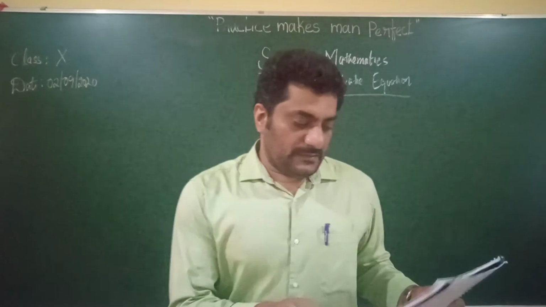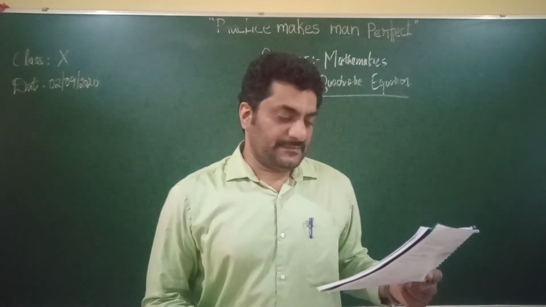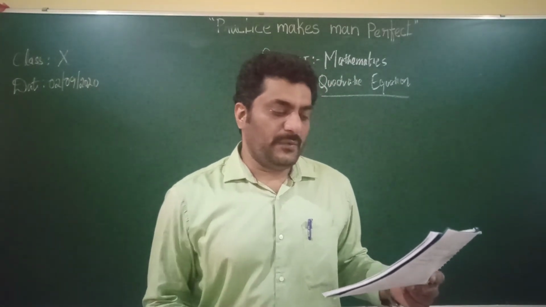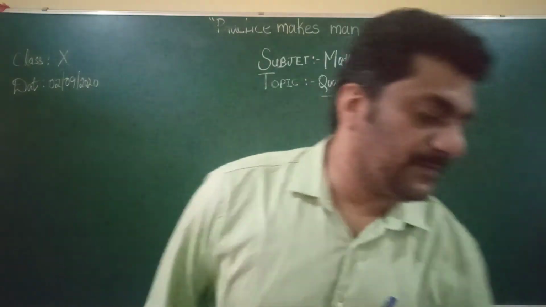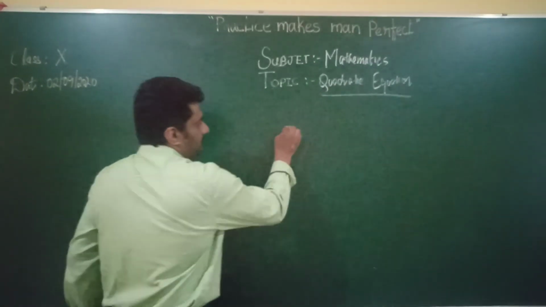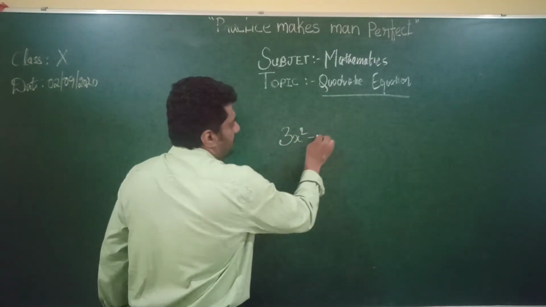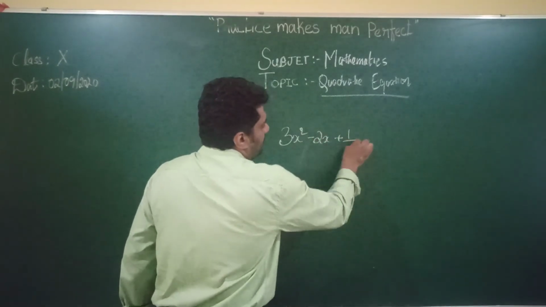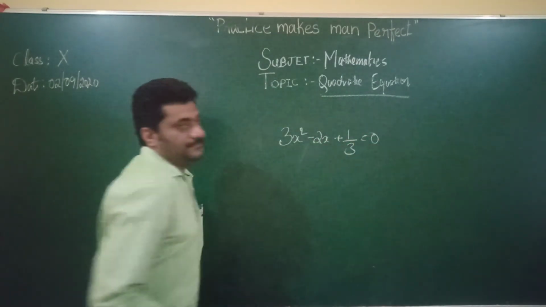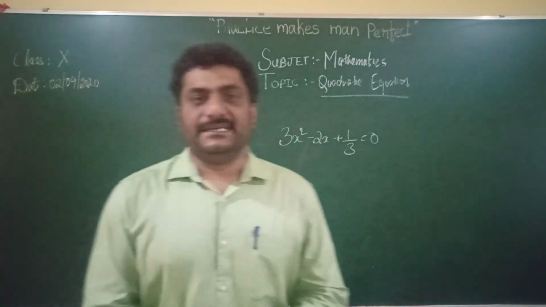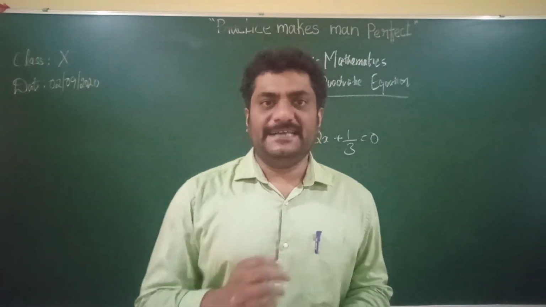Now let's get into one more problem. Find the discriminant of the equation 3x squared minus 2x plus 1 by 3 is equal to 0. Again they are asking the same thing: one is the discriminant and the other is the nature of roots.